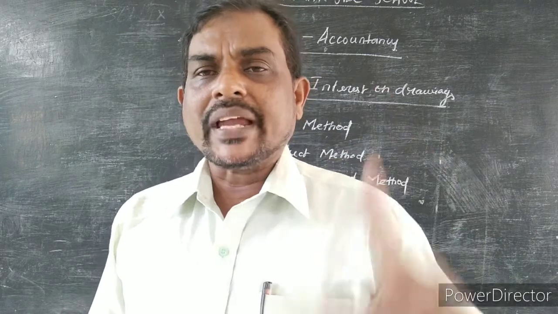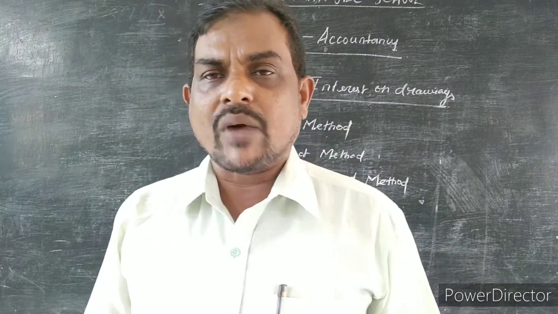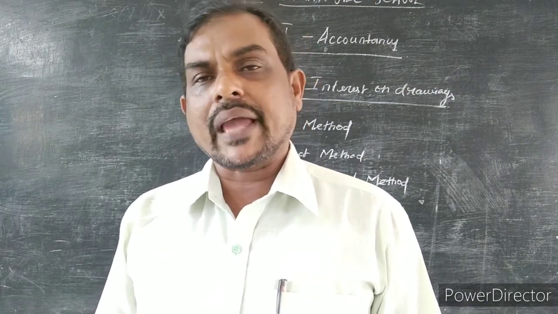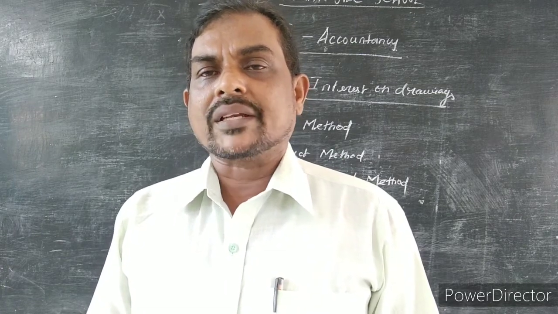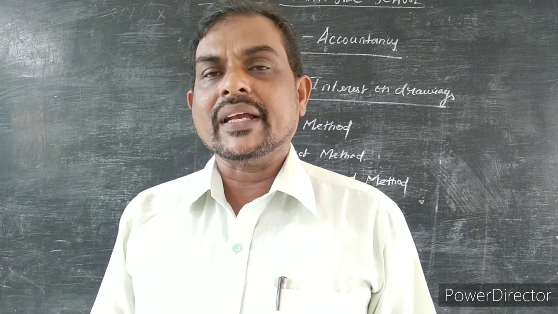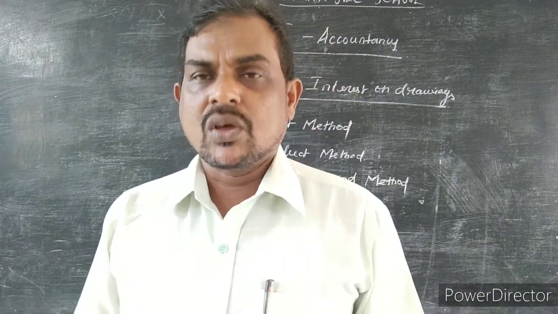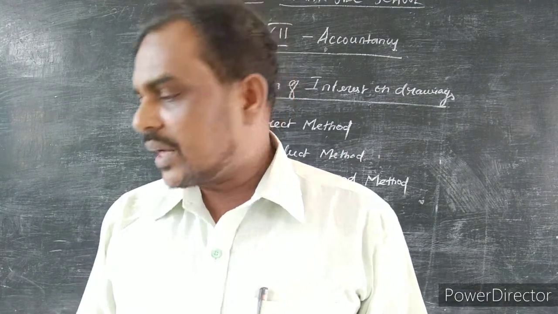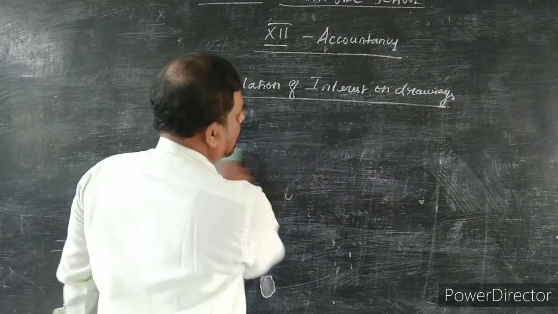When I taught you the interest on capital also, I gave 2 journal entries: one is adjusting entry and the other is transfer entry for interest on capital. Now, we are going to see how to calculate the interest on drawings. For that also there are 2 journal entries: adjusting entry and transfer entry for interest on drawings.